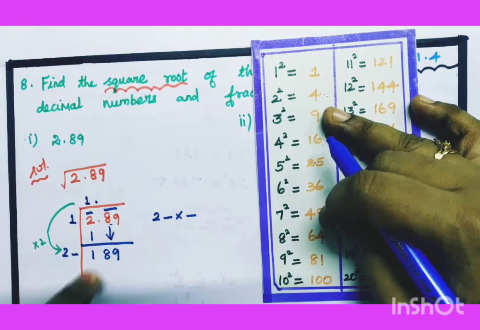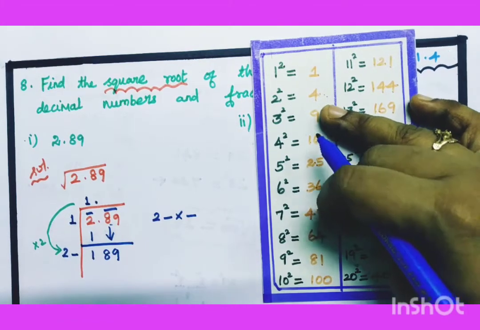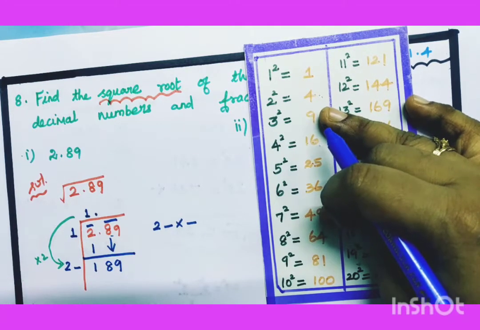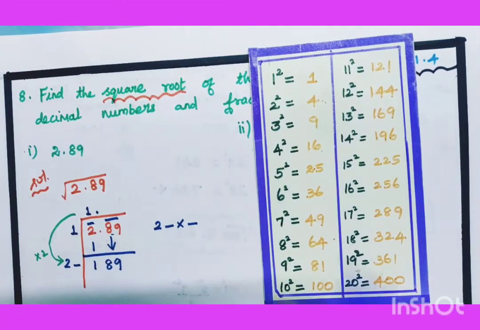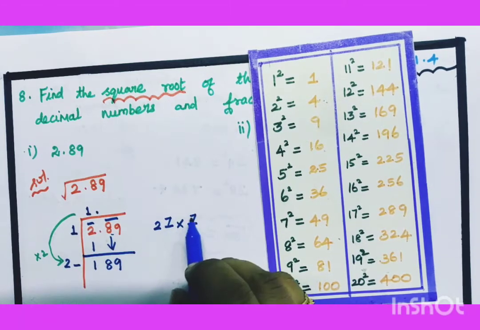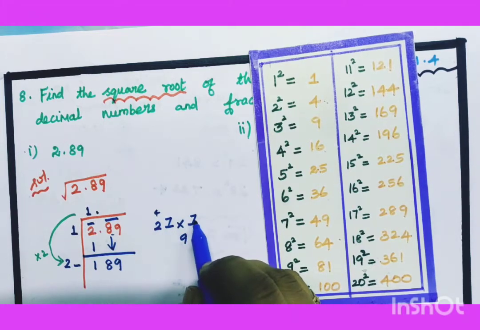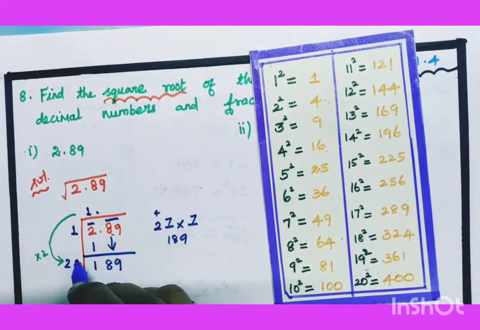But see the number, this is 189. It's a big number. For example, 20 something, 189 is a big number. So I'm going to try with 7 now. 7 7s are 49. Remaining 4. 2 7s are 14, 14 plus 18. Yes, I got it.